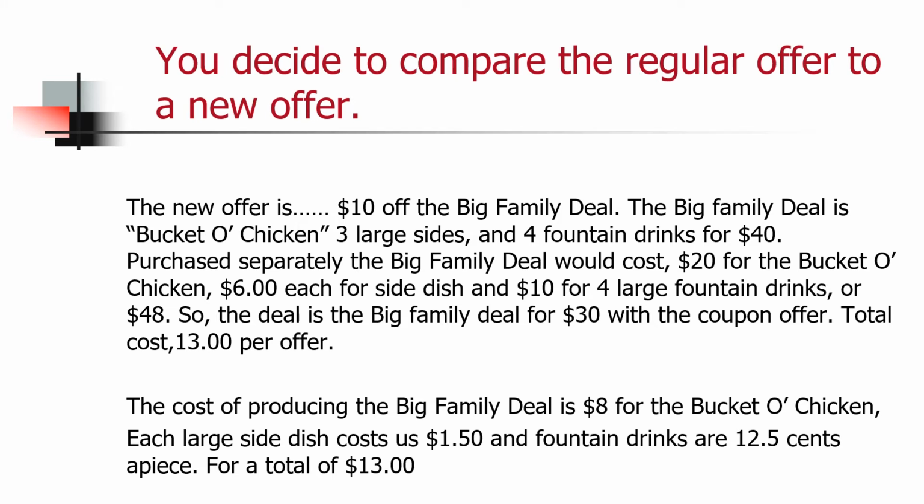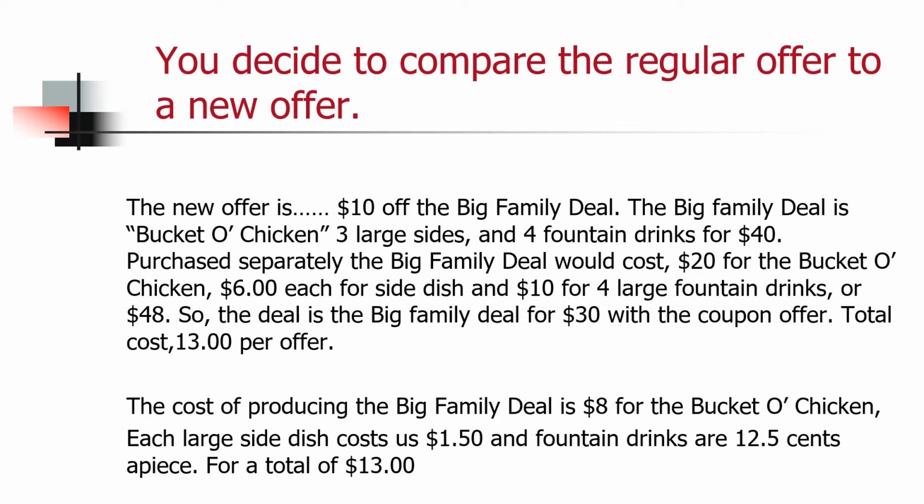All right, you decide to compare the regular offer to a new offer. The new offer is $10 off the Big Family Deal. The Big Family Deal is a bucket of chicken, 3 large side orders, and 4 fountain drinks for $40. Purchased separately, the Big Family Deal would cost $20 for the chicken, $6 for each side dish, and $10 for 4 large fountain drinks, or $48. So the deal now is going to be the Big Family Deal for $30 with the coupon offer.